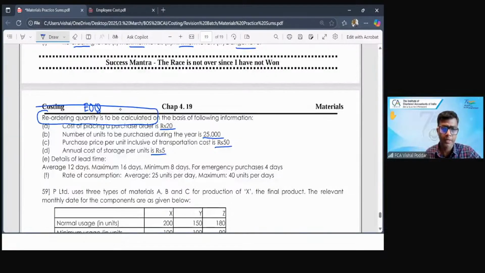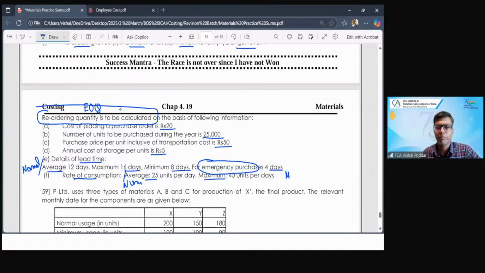Further data given is lead time, average. Please remember, students, average can also be taken as normal if normal is not given separately. This you have to keep in mind. Maximum, minimum. Now, this is something which will be required for calculating the danger level. So in the question, wherever danger level is asked, you should be given the emergency purchase lead time. Then what is your rate of consumption? Again, average is this, which can again be called as normal.